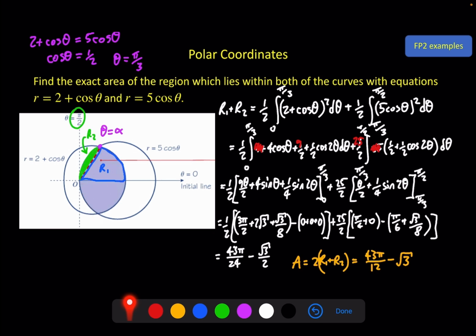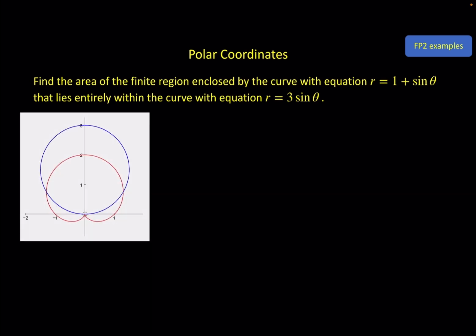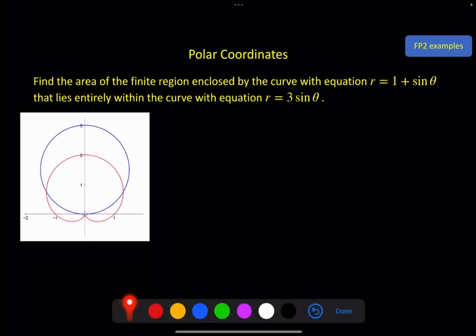The second and final example is to find the area of the finite region enclosed by the curve with equation this that lies entirely within the curve with equation this. And again, this is just another way of saying where these two curves overlap. Again, you could do this without a diagram, but I think it's much easier to visualize what's going on if you can sketch the curves. These two are the two that we had in the notes, and we are indeed going to find this bit here. So we're going to do exactly what we had before.